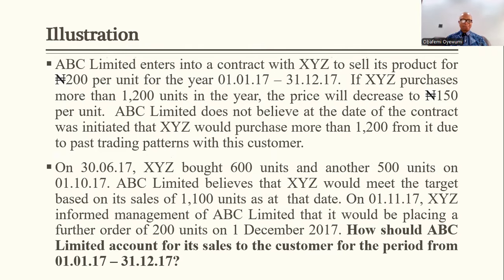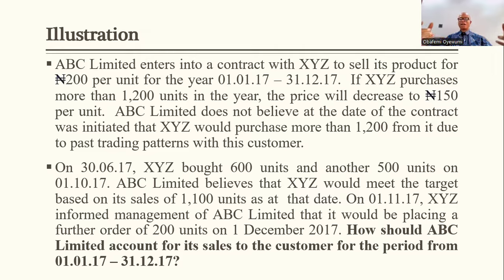One says that ABC Limited enters into a contract with XYZ to sell its product for 200 naira per unit for the year 2017. If XYZ purchases more than 1,000 units in the year, the price will decrease to 150. Look at this scenario now.